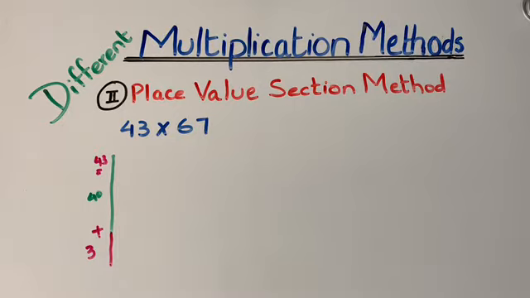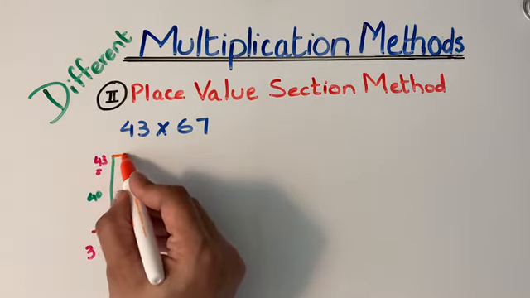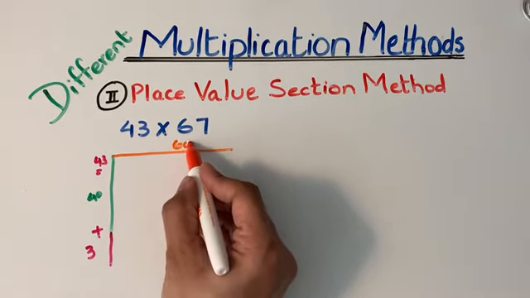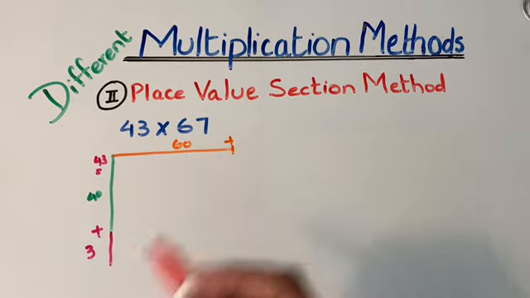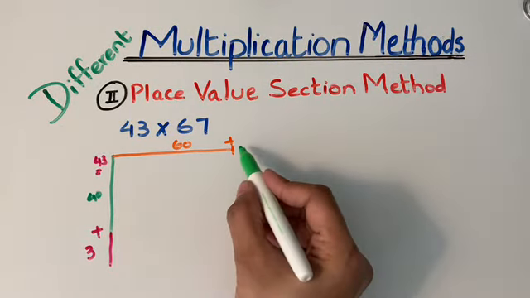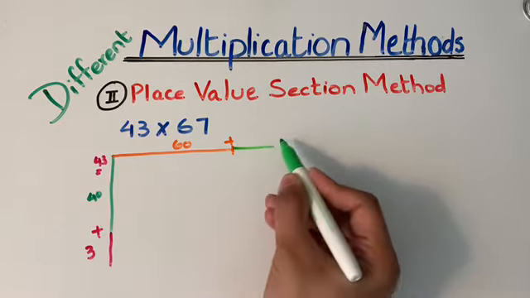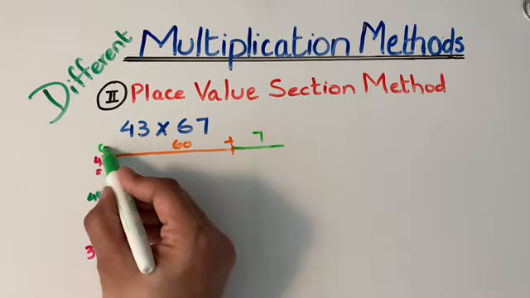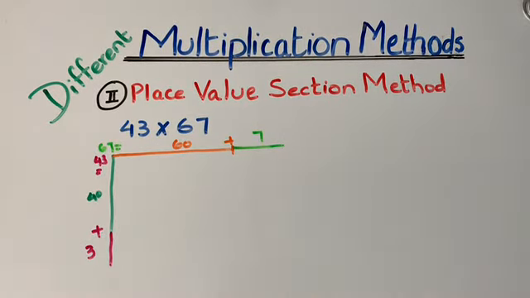Okay, now move on to the next number. Next we have 67. 67 means we have 6 tens and 7 ones. So I'm gonna draw a line. This line is representing 6 tens, means 60. And then we need 7 ones. So this line is representing 7 ones. So 60 plus 7 is 67.